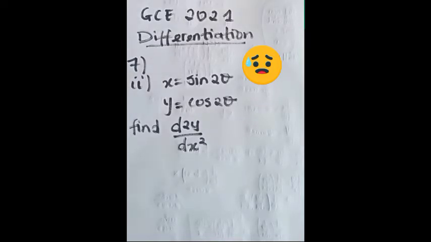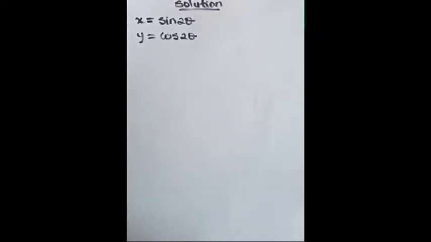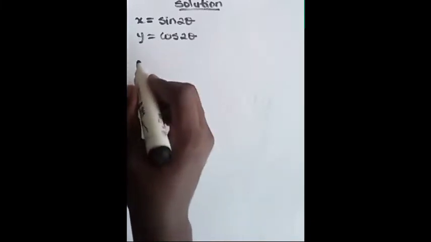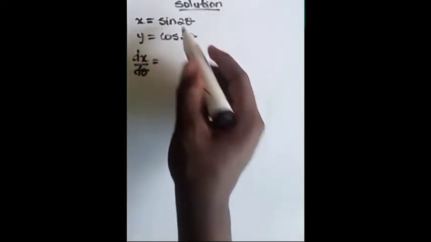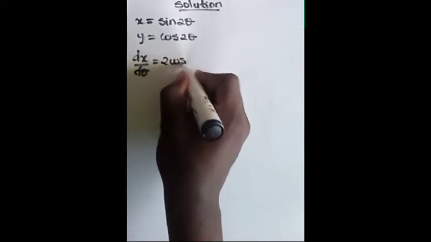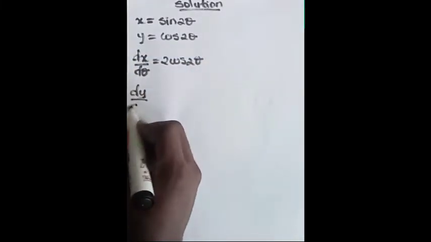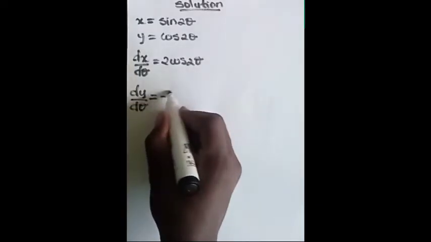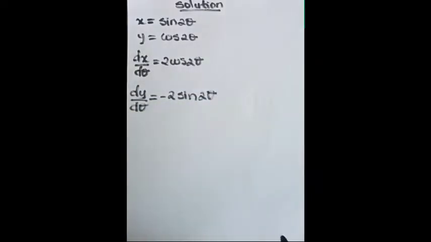Okay, let's get started with this. We have x equals sine 2 theta and y equals cos 2 theta. We see that these are parametric equations with parameter theta. So we're going to use parametric differentiation, differentiating with respect to theta. dx/dθ is going to give me 2 cos 2 theta, and dy/dθ is going to give me negative 2 sine 2 theta.